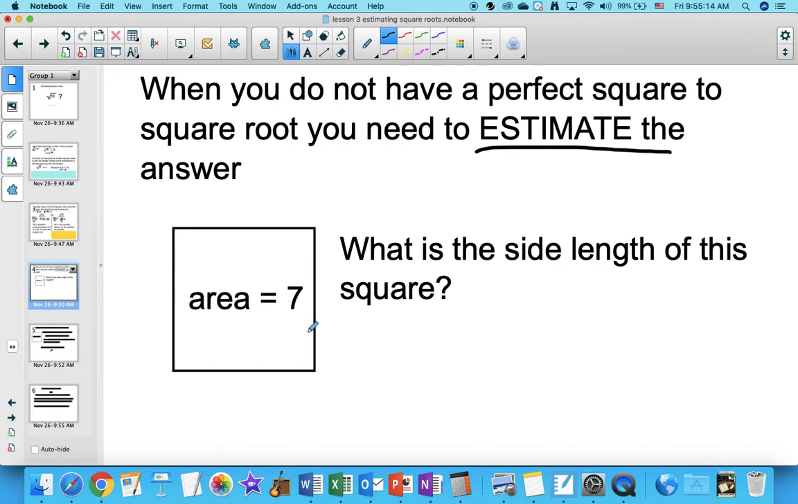So in my example here, we have a square with an area of 7. Well, what is the side length of this square? I can't use whole numbers, right? There are no whole numbers other than 7 and 1 that multiply into 7, and this wouldn't make a square because the sides aren't the same. So we know that we can't use whole numbers. We have to find numbers that are in between them, or, in other words, we have to find the decimal.